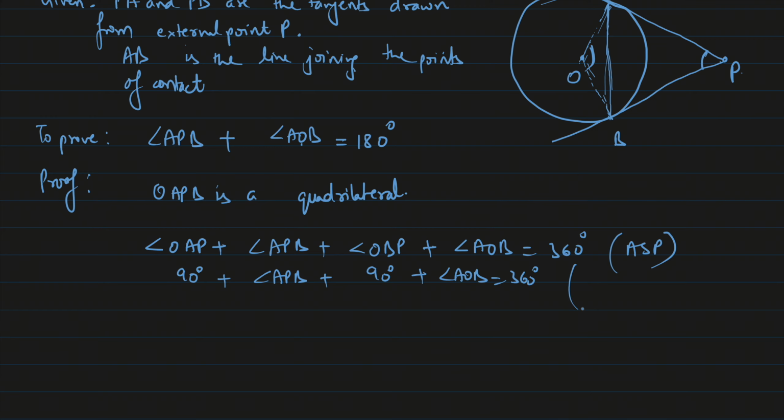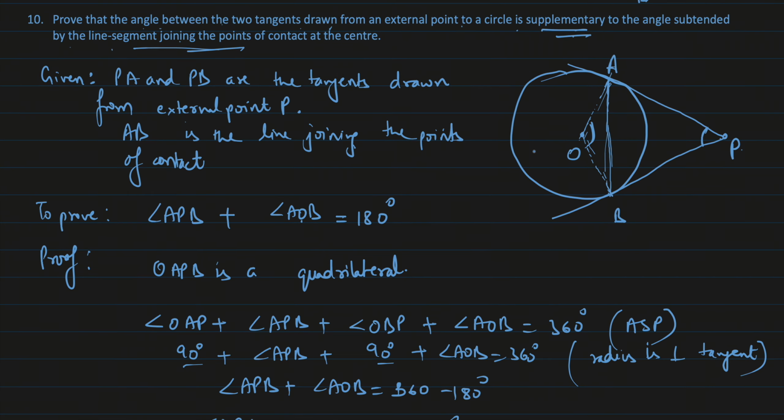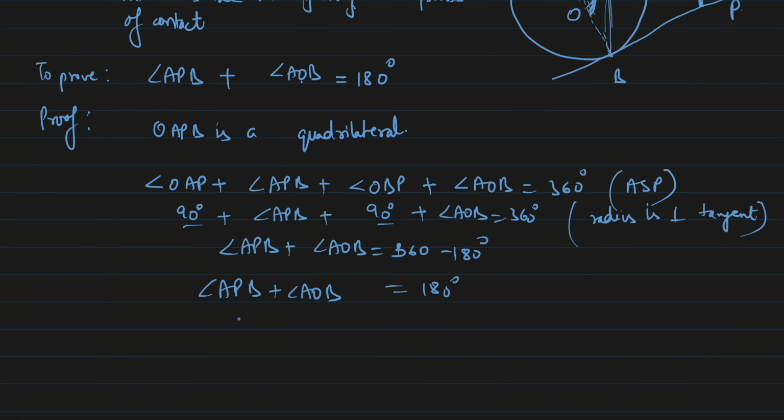Now why is that 90 degree? You know that radius is perpendicular to tangent, or tangent is perpendicular to radius. So APB plus AOB is 360 minus 180, since 90 plus 90 is 180. So it comes out to be 180. So we proved that, the sum of this and this angle is 180 degree. So we are done with this question also, students. We proved it.